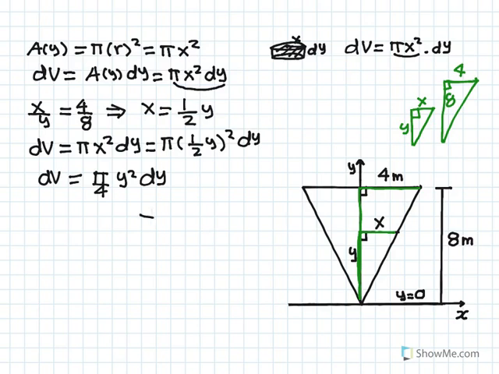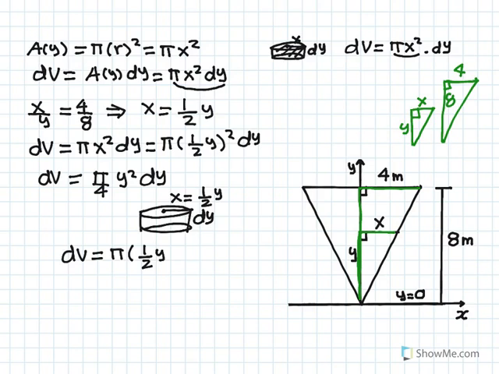Let's draw that. Basically we have this thin disc like so. Here's the top radius, which is x, which we defined in terms of y, 1/2 y. This is the height of this disc. So the differential volume is equal to pi times radius squared. The radius is x, 1/2 y, all squared, times dy. When we simplify this, we get pi over 4 y squared dy. So this is the volume of one of these discs.